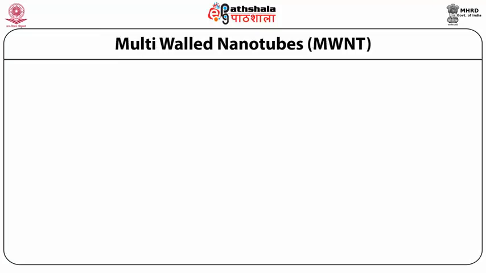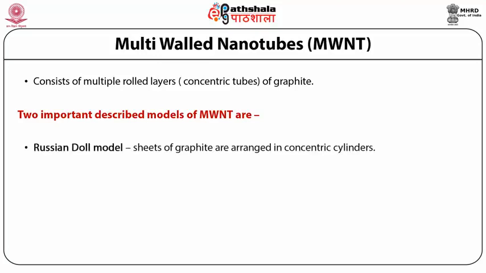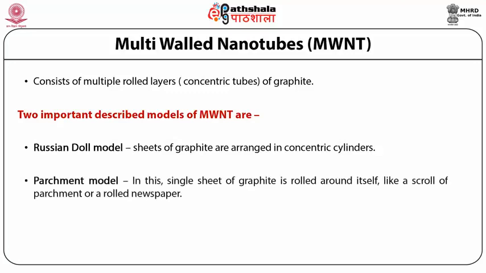The second type of nanotubes are multi-walled nanotubes. They consist of multiple rolled layers. They are also known as concentric tubes which are made up of graphite. Two important models described for construction of multi-walled nanotubes are the Russian doll model and the parchment model. According to the Russian doll model, sheets of graphite are arranged in concentric cylinders. In the parchment model, a single sheet of graphite is rolled around itself like a scroll of parchment or a rolled newspaper.